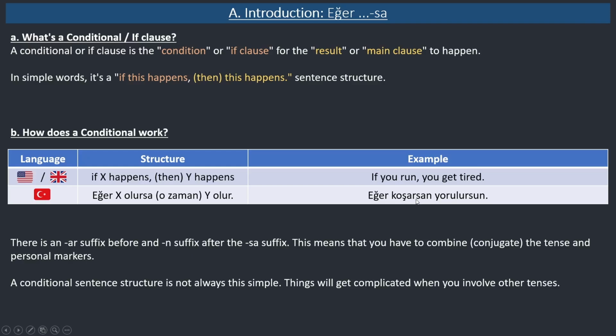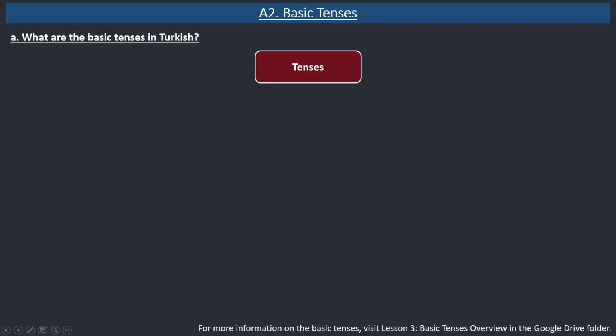But what if we use other tenses? There are so many basic tenses. There are 5 of them. 5 tane basic tense var. Şimdi onları görelim. Let's see our tenses. I will have these small. Bir dakika.